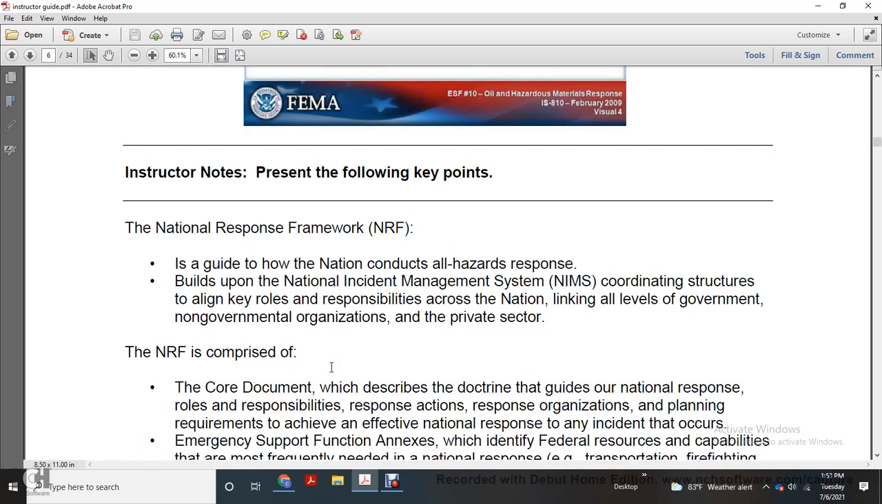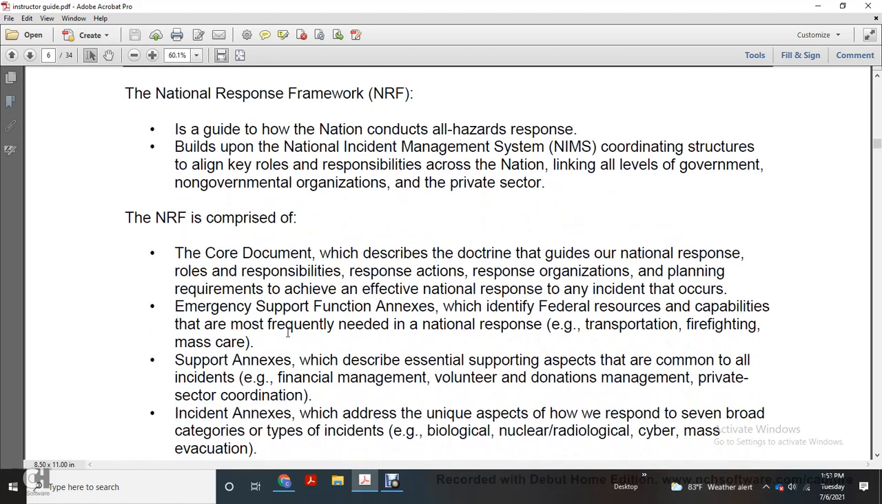Instructor's note: present the following key points. The National Response Framework is a guide to how the nation conducts all-hazards response. It builds on the National Incident Management System coordinating structures to align key roles and responsibilities across the nation, linking all levels of government, nongovernmental organizations, and the private sector. The National Response Framework comprises the core document, which describes the doctrine, roles, responsibilities, response actions, response organizations, and planning requirements to achieve an effective national response to an incident that occurs. The emergency support function annexes identify the federal resources and capabilities most frequently needed for the national response: transportation, firefighting, mass care.